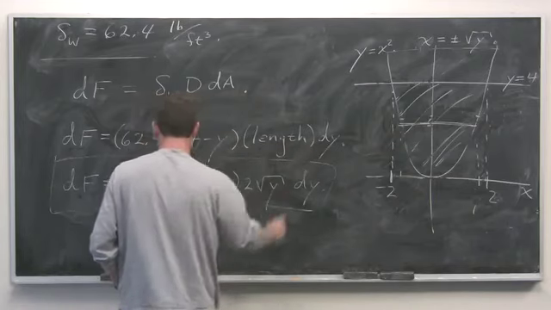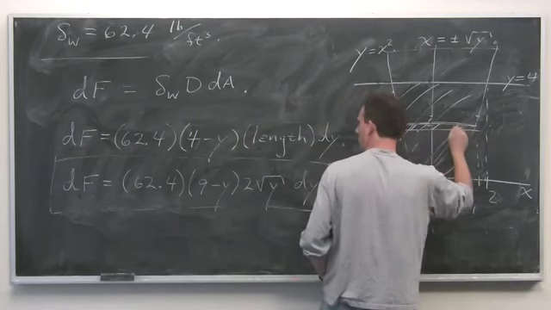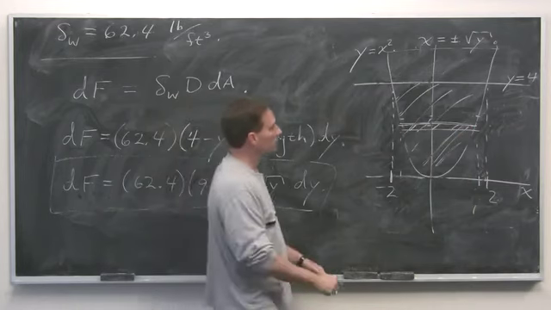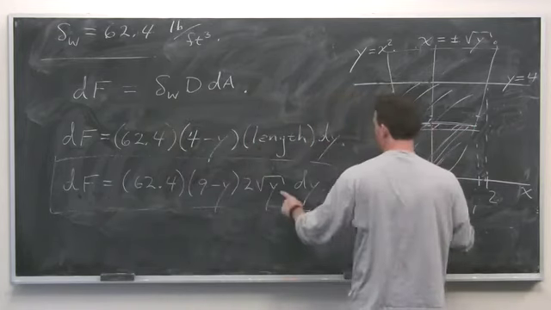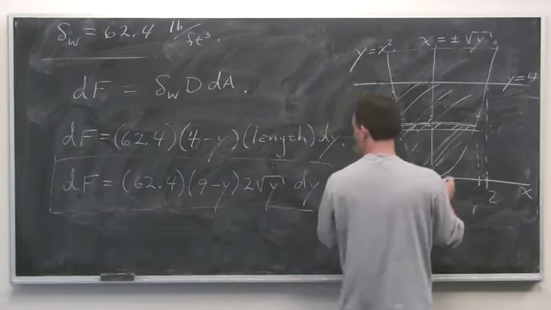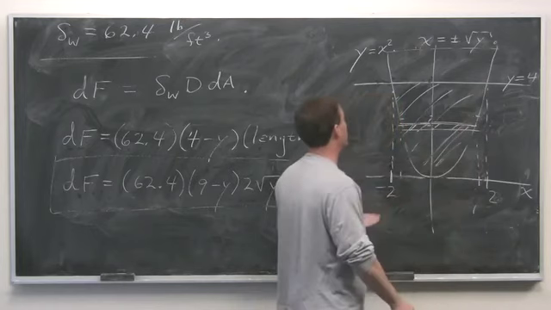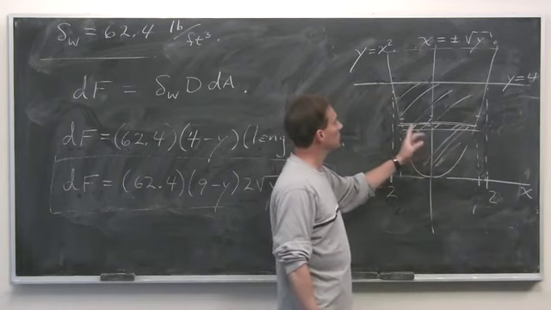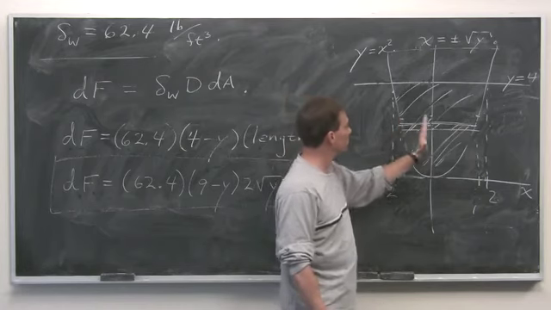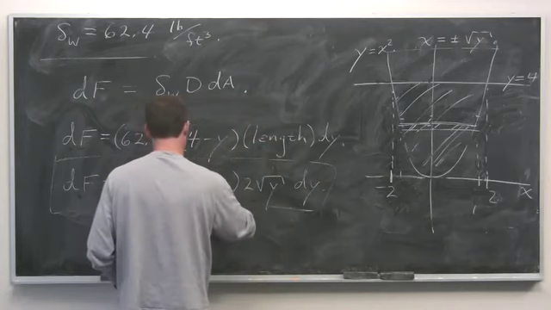I can still write length and dy because we're still going to take these horizontal strips at a given depth. What is the length of that horizontal strip in terms of y? Well, it's still the same thing. It's still 2 times the square root of y, because this curve hasn't changed. It's still y equals x squared, so the x coordinates are still plus or minus the square root of y. You still get the same thing. This better be a 4.